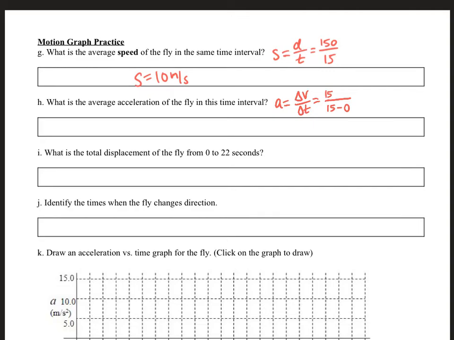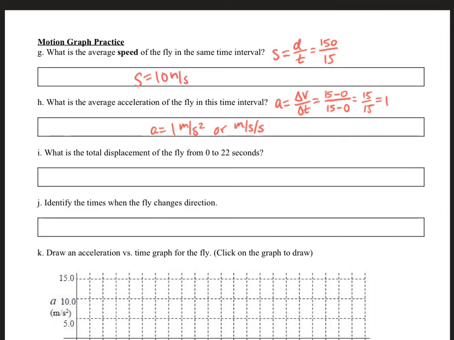on the previous page. The graph starts at 0. So my final velocity was 15, my initial velocity was 0. So I get 15 divided by 15, which is 1, and the acceleration, the units, since I'm dividing by seconds again, is meters per second squared. Or you could write meters per second divided by another second. So meters per second per second.